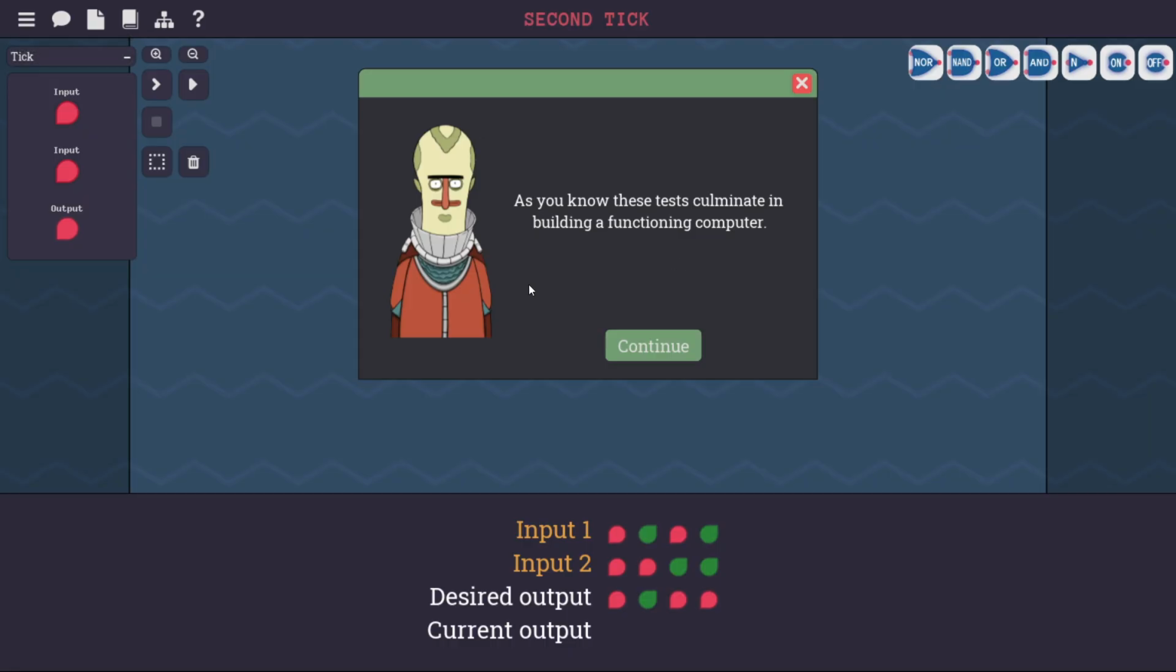As you know, these tests culminate in building a functional computer. So all we're doing is just building up to understanding how a computer is designed.